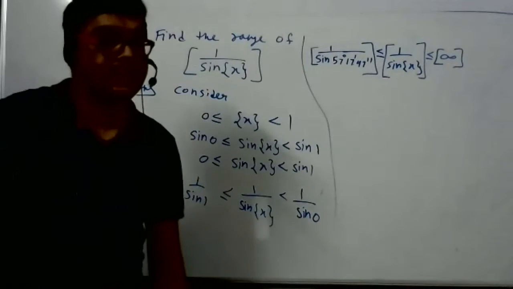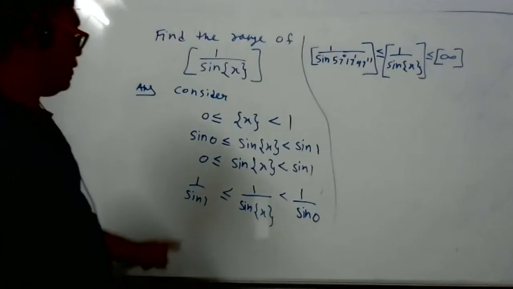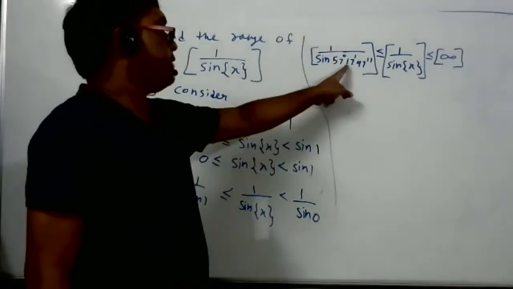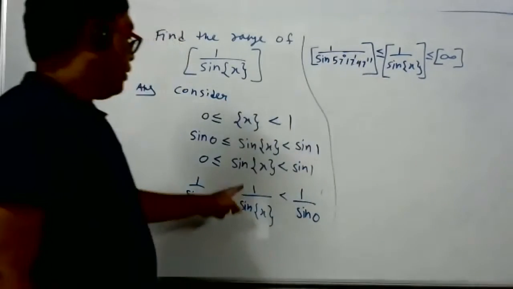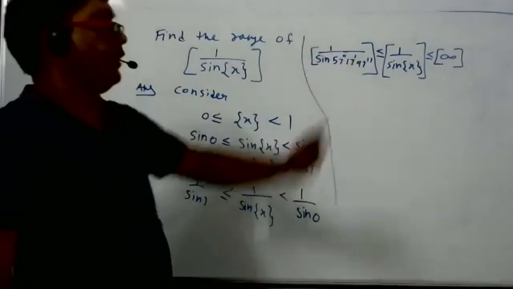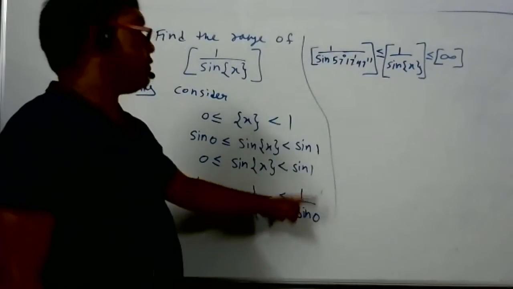I think all of you can see the board now. The board problem is 1 by sine 1. Sine 1 radian is 57 degrees, 17 minutes, 47 seconds. 1 by sine of the fractional part of x, greatest integer. 1 by sine 0 is infinity. Sine 0 is 0, 1 by 0 is infinity.